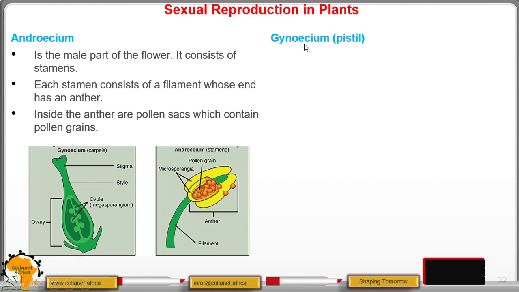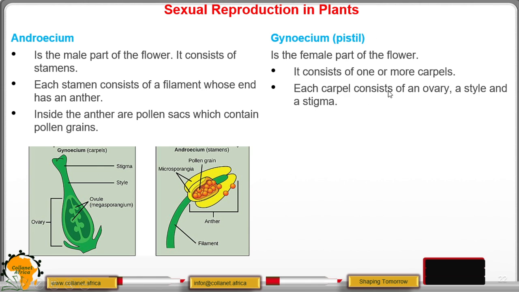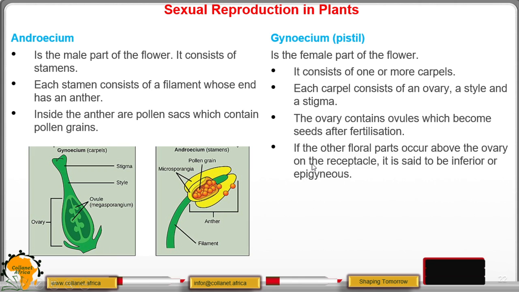Then we move to the gynoecium, also called the pistil, and this is the female part of a flower. It consists of one or more carpels, and each carpel consists of an ovary, style, and stigma. Then the ovary contains ovules which develop into seeds after fertilization. And remember, this ovary will develop into a fruit after fertilization.